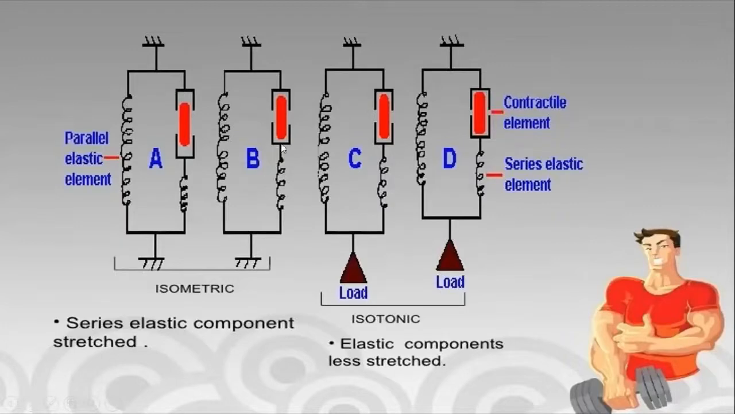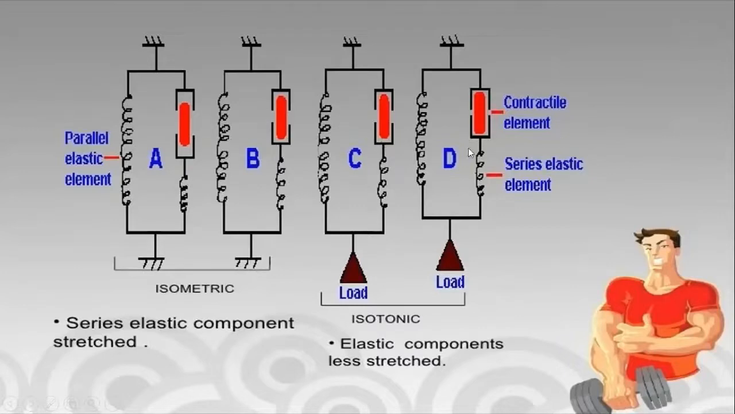can see that the contractile component has shortened, but the series elastic component has been stretched, so the total length of the muscle remains constant. So this is isometric contraction. What happens in an isotonic contraction? Here you see C and D.